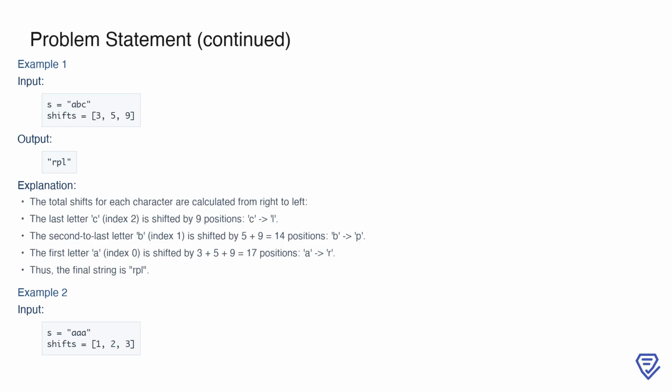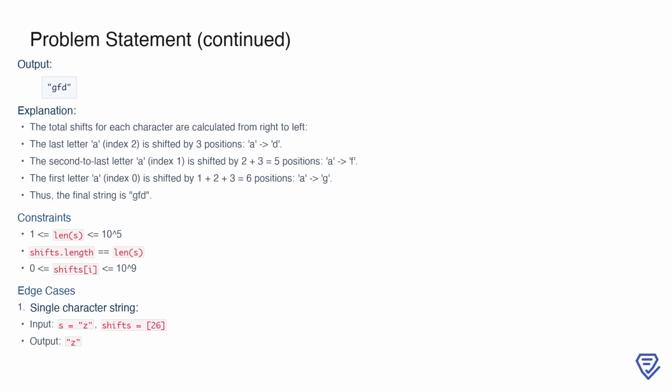For the letter B, at index 1, we add its shift value, 5, to the shifts already applied to C, which is 9. That makes 14 shifts in total for B. Shifting B forward by 14 positions gives us P. Finally, for the first letter A, at index 0, we sum up all the shift values, 3 plus 5 plus 9, which equals 17. Shifting A forward by 17 positions results in R. Combining these transformations, the final string becomes "RPL".